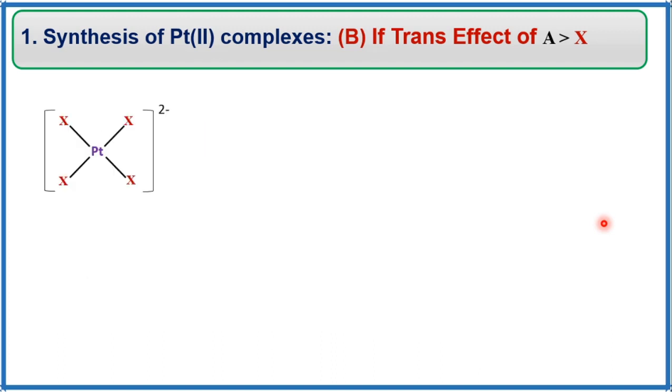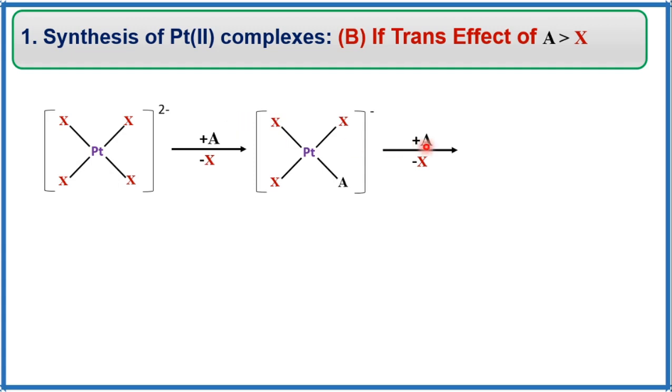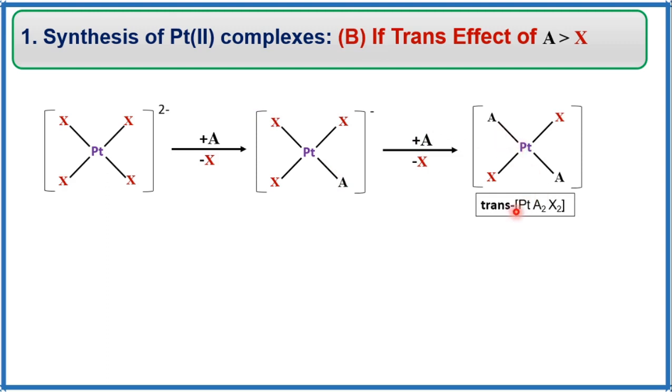If we start with PtX4 again in this one, A is greater than X, the trans effect of A is greater than X. We are starting with a PtX4 type, so we are replacing with A, and again we are going to replace with A. Therefore, because A has more trans effect than X, the X which is present trans to this A will be replaced by A. So therefore we are getting a trans complex here.